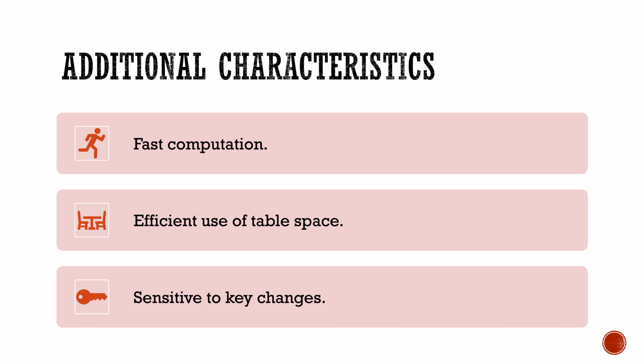It should make proper use of all table locations. Even a small change in the key should result in a different hash value. These properties help in improving the overall performance of the hash table.